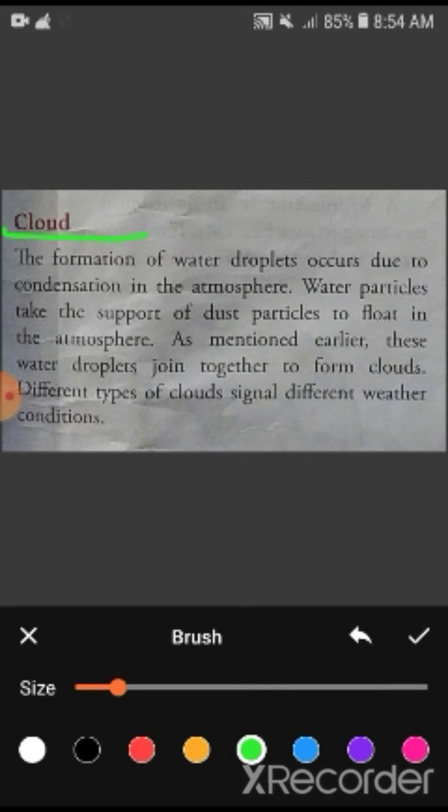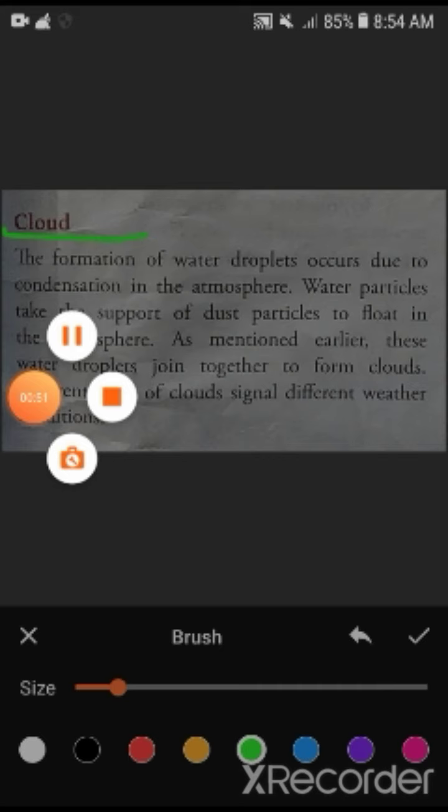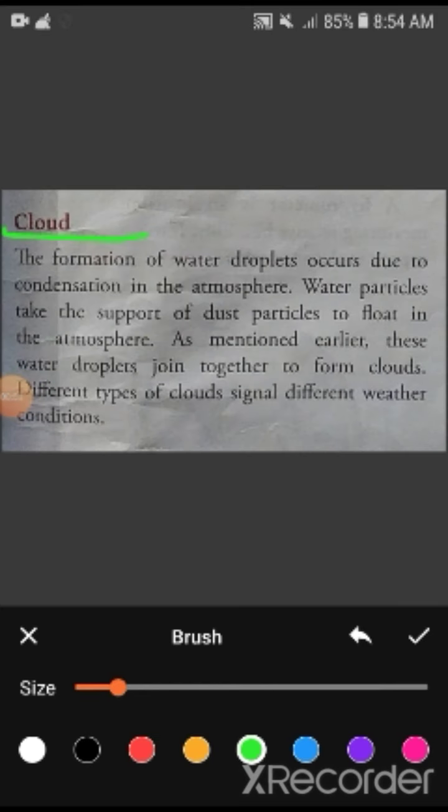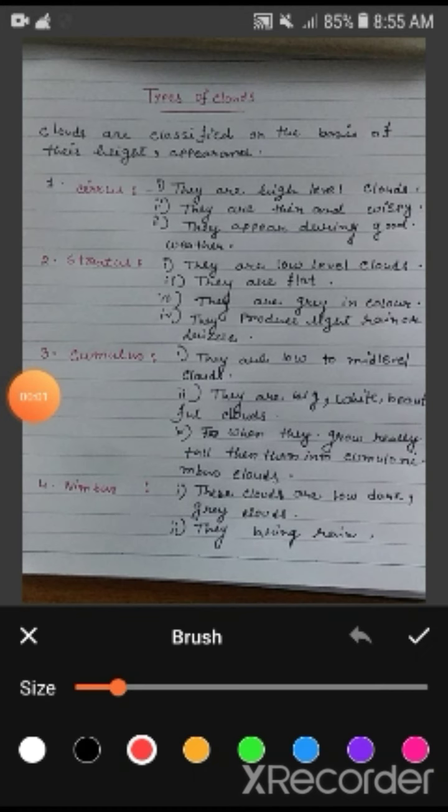Okay. So there are different types of clouds. Now we will discuss that. Types of clouds. Clouds are classified on the basis of their height and appearance. That means in which altitude they are located and how they look. So first is cirrus.